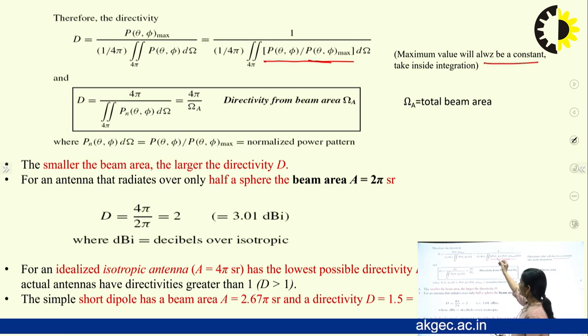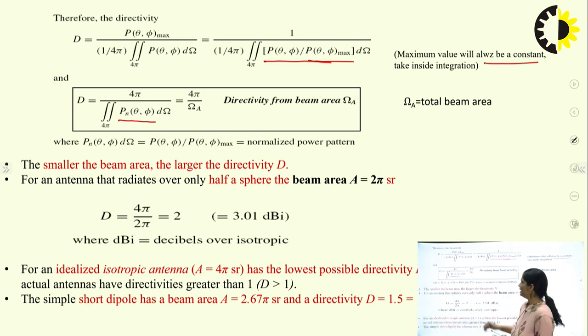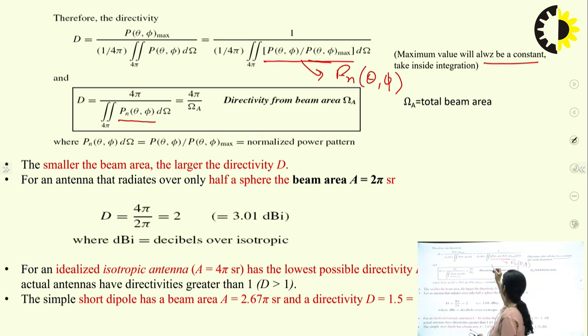Now, here P theta comma phi upon P theta comma phi max means this is the power and this is the maximum power. If it is divided by this, then you can write it as normalized power, because you all know normalized power is equal to P upon P max. This is normalized power and it is represented as Pn, with coordinates theta and phi. Now, put this value here. So, you will get directivity D is equal to 4 pi integration of normalized power Pn theta and phi d omega. Now, this is omega A. So, directivity is equal to 4 pi upon omega A, and this is your beam area.